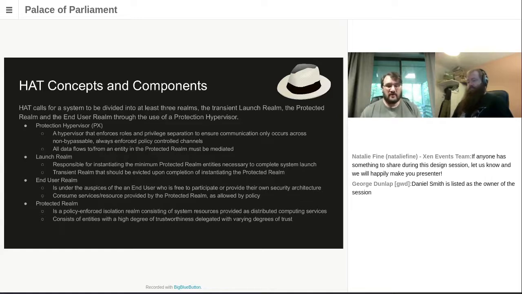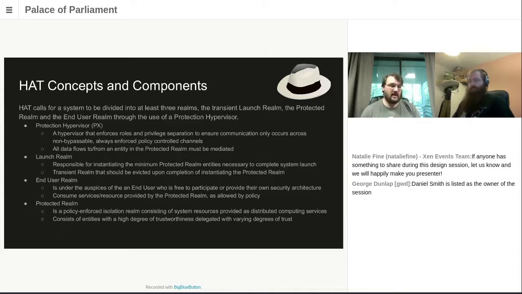The launch realm is transient, so it only exists for a very short time. Its responsibility is for instantiating a minimal protected realm for the system to finish bootstrapping itself the rest of the way in a trusted manner. And as I said, since it's transient, it needs to be evicted upon completion before turning control over to the protected realm. The end user realm is under the control of the end user. It is for them to provide their own security architectures or implementation.